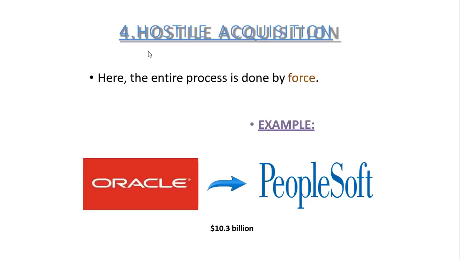Hostile acquisition. Here the entire process is done by force. Hostile means unfriendly. Oracle acquired PeopleSoft with 10.3 billion. They have not discussed during the meeting. It is by force. 10.3 billion de diya aur PeopleSoft ko purchase kar liya. So this is a hostile takeover. You are not informing, you are not doing any negotiation with the takeover firm, and the takeover firm is unwilling to be bought.